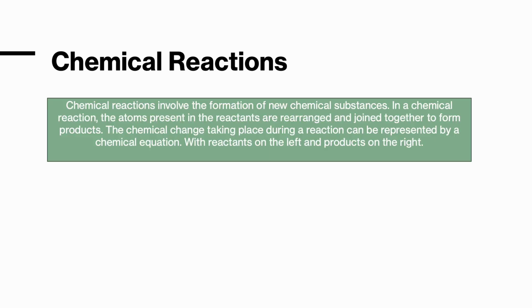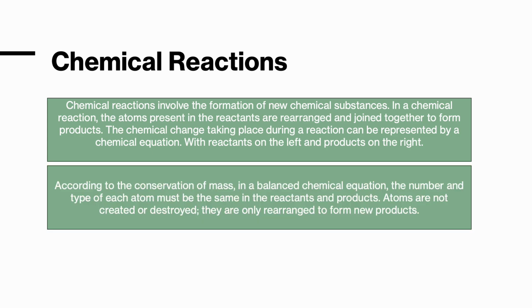Okay, so looking at chemical reactions, they involve the formation of new chemical substances. In a chemical reaction, the atoms present in the reactants are rearranged and joined together to form products. The chemical change taking place during a reaction can be represented by a chemical equation. In the chemical equation, the reactants are on the left of the arrow and the products are on the right. According to the conservation of mass, in a balanced chemical equation, the number and type of each atom must be the same in the reactants and products. Atoms are not created or destroyed, they are only rearranged to form new products.